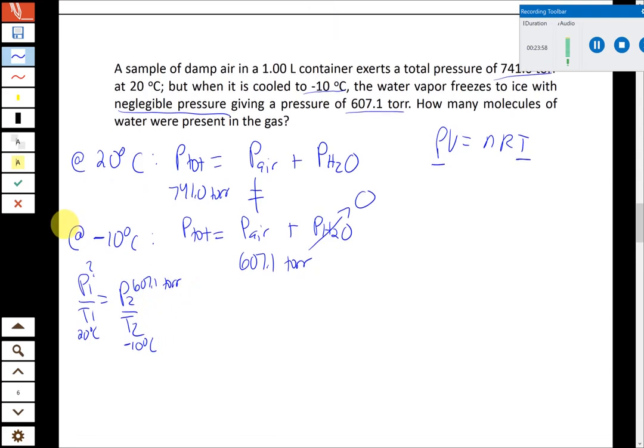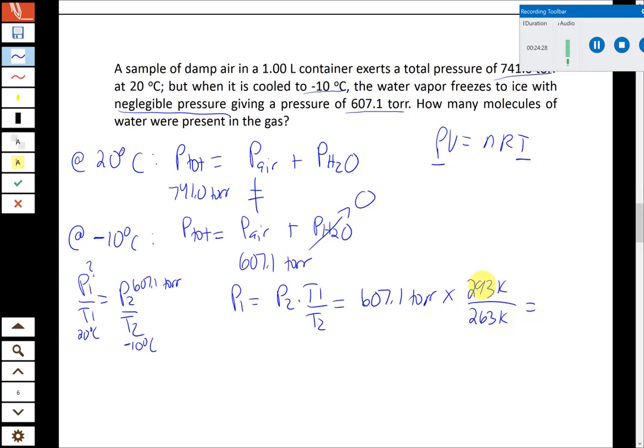So that's the first thing we're going to do: find out what is the air pressure, which I'll call P1, at the higher temperature of 20 degrees Celsius. It's going to be P2 times T1 over T2, which is 607.1 torr. And then we have to use the temperatures in absolute units of Kelvin. So T1 is the higher temperature of 293, and then T2 is minus 10 degrees Celsius, which comes out to 263 Kelvin.